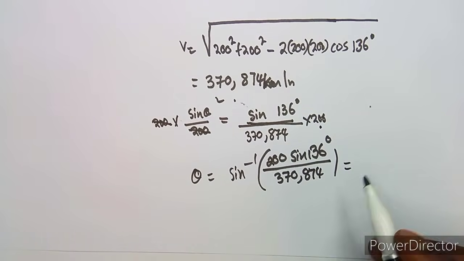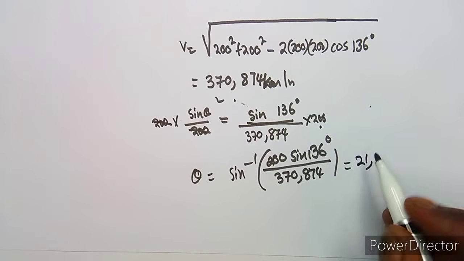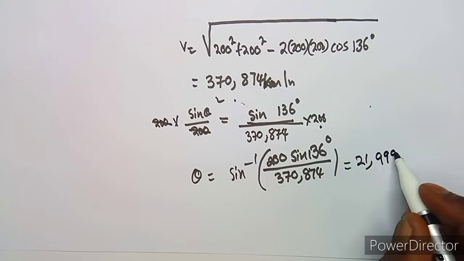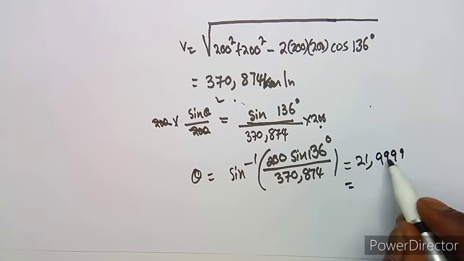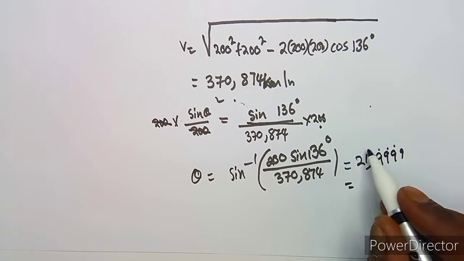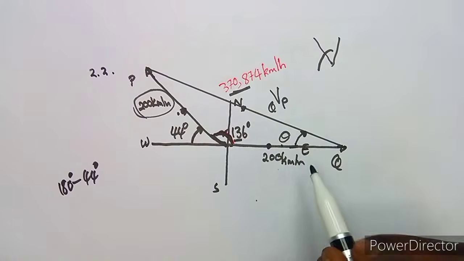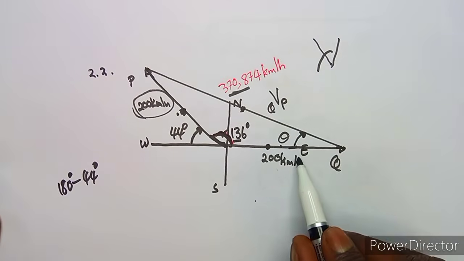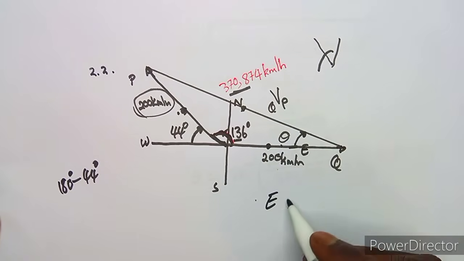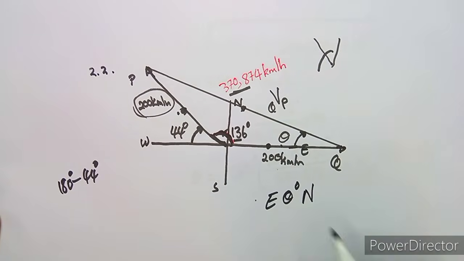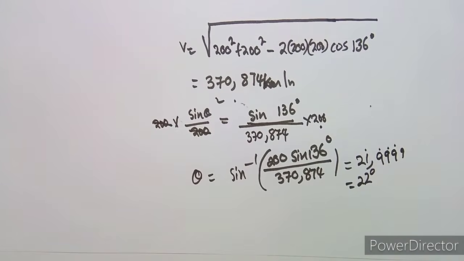All right, and this is going to give us an angle theta of 21.9999 and so on, which is going to be 22, because this rounds up. So it's going to be 22.00 degrees, which is just 22 degrees. That is your direction. But remember, guys, what I was saying, that you are starting from the east going to the north. So it's going to be east theta degrees to the north, and theta, you just calculated it now.